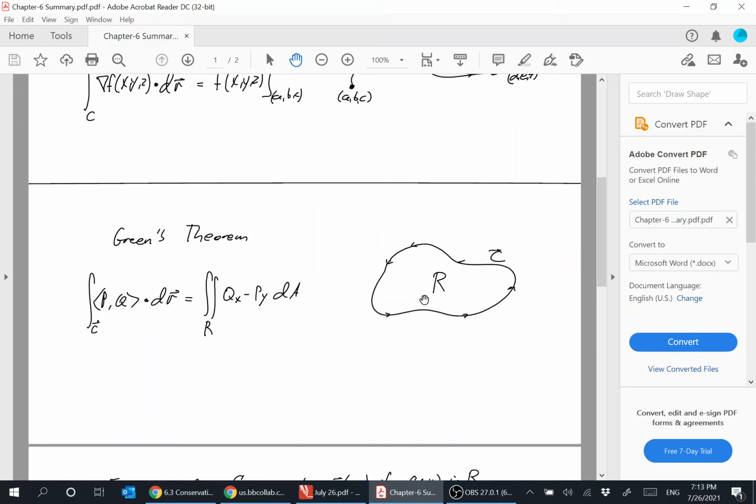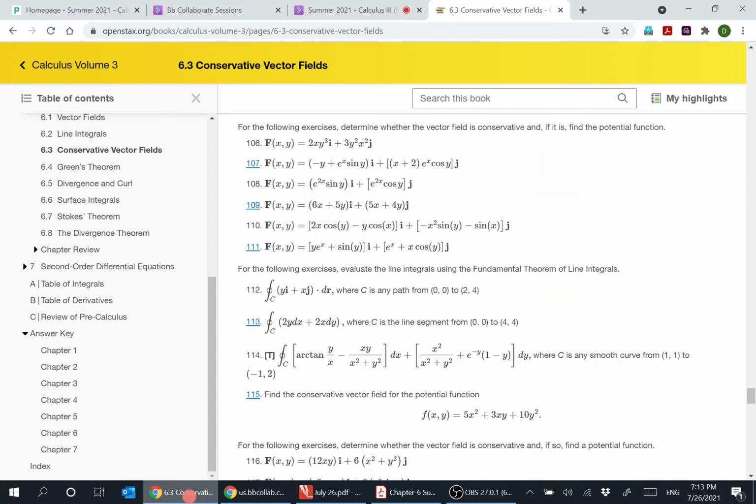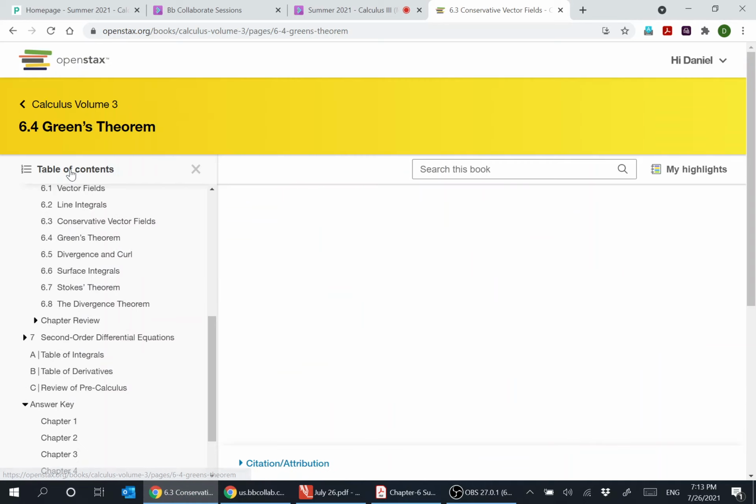Green's theorem is that line integral is the double integral over the inside of the curve R, partial derivative Q with respect to x minus partial derivative P with respect to y, dA. So, for example, section 6.4 is about Green's theorem.